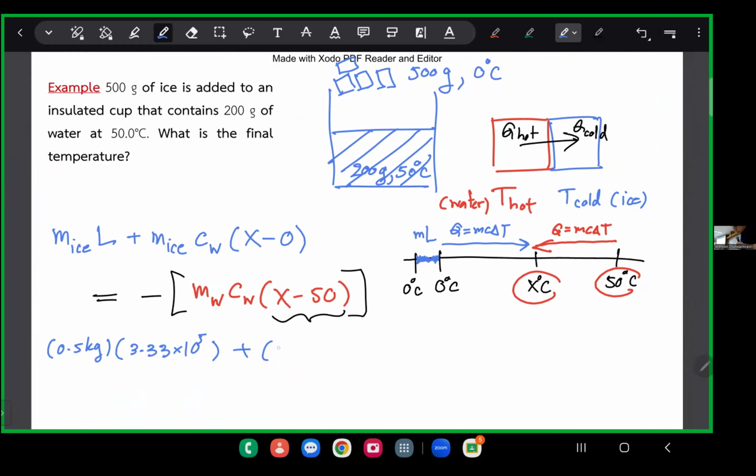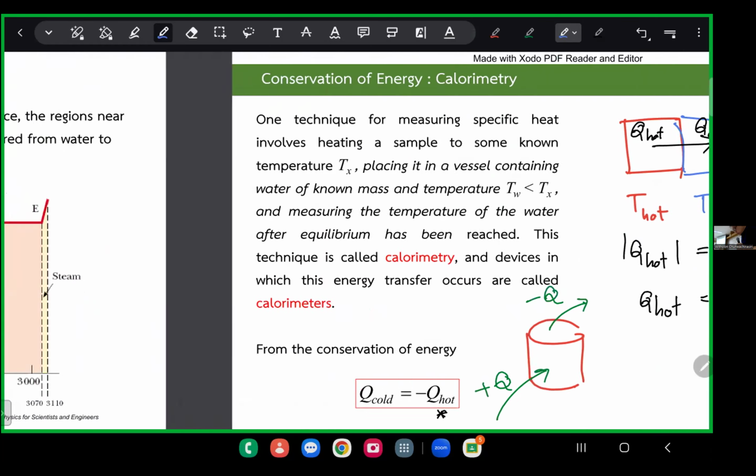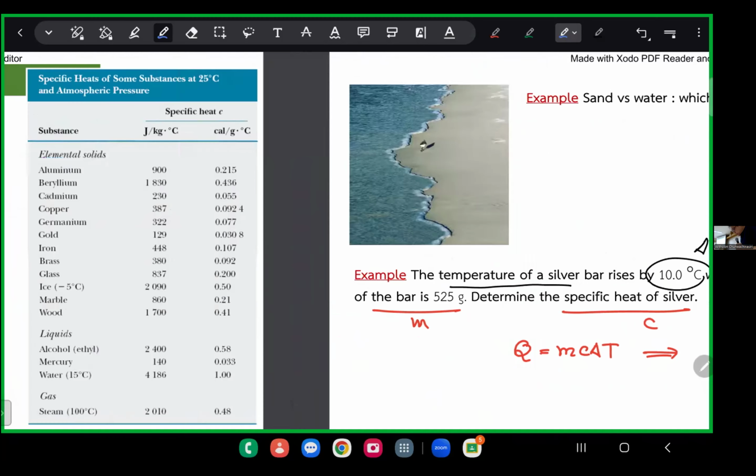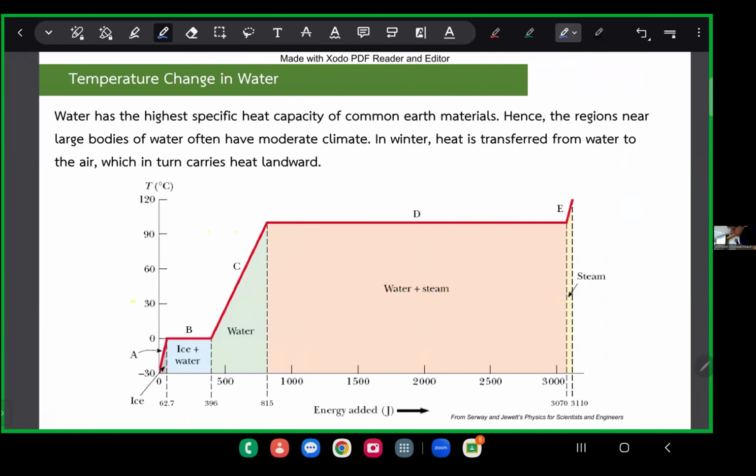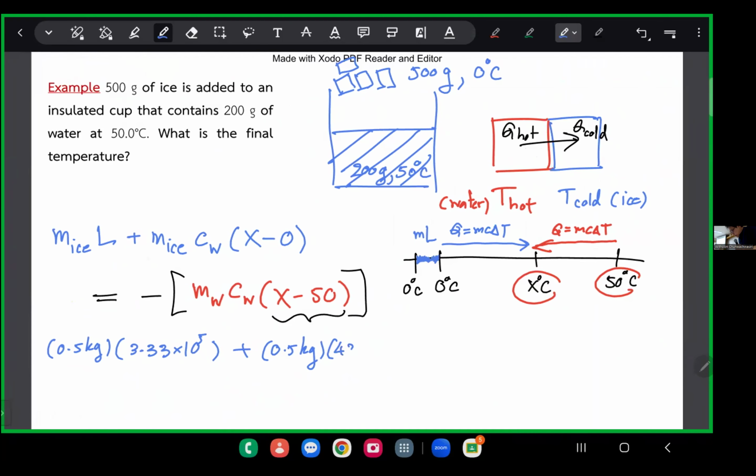Plus the same amount of mass, still 0.5 kilogram, unchanged. And then I multiply by the specific heat of water. Go back. Specific heat of water is right here. But don't worry, in the exam, everything will be given, so you don't have to worry about it. But let me read it out. It's about 4,200 approximately. So let me put it there, 4,200, and then X. There you go. That's the left-hand side of the equation.